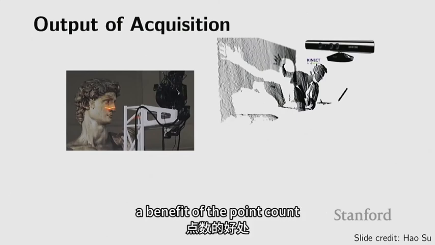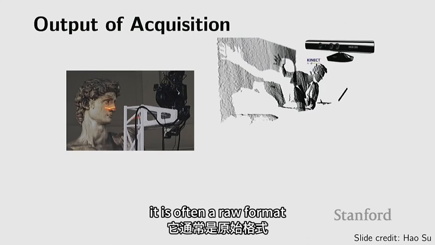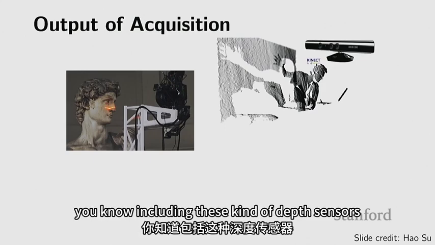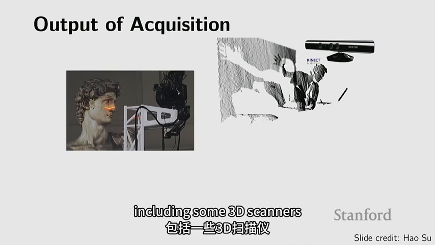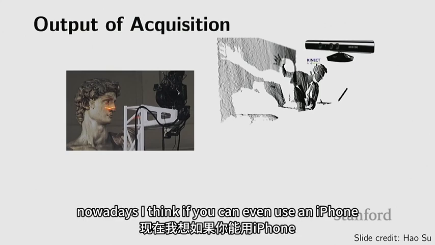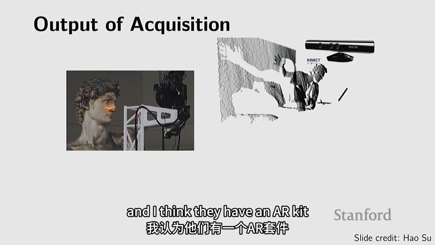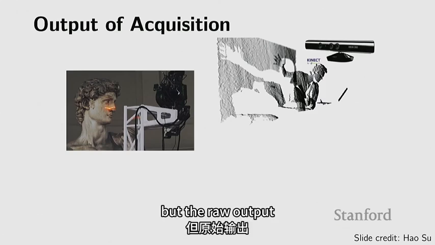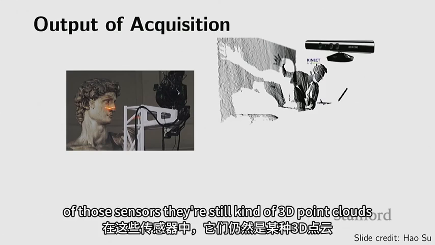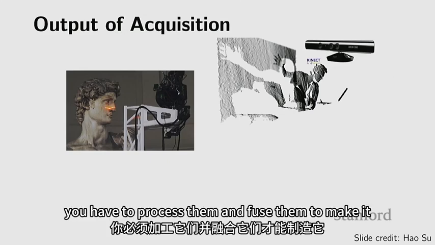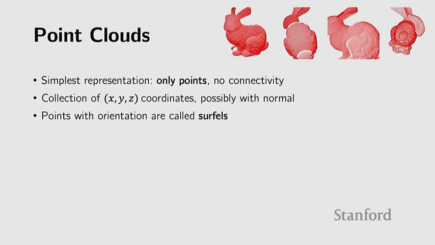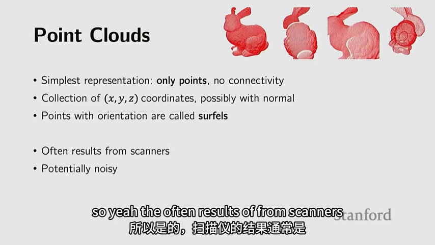So how can you get points? A benefit of the point cloud is that it is often a raw format that you will get from a lot of the 3D sensors, including depth sensors and some 3D scanners. And nowadays, I think you can even use an iPhone, which has ARKit or these kinds of software that allow you to scan 3D objects, but the raw output of those sensors is still 3D point clouds. Of course, after that, you have to process them and fuse them to make maybe objects with textures.